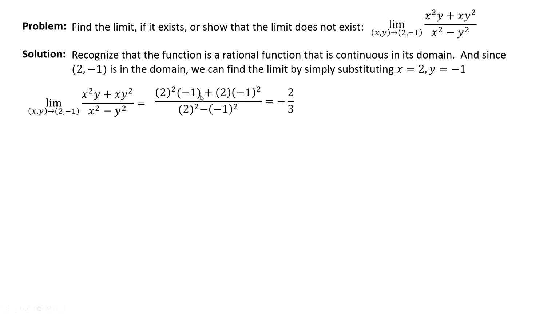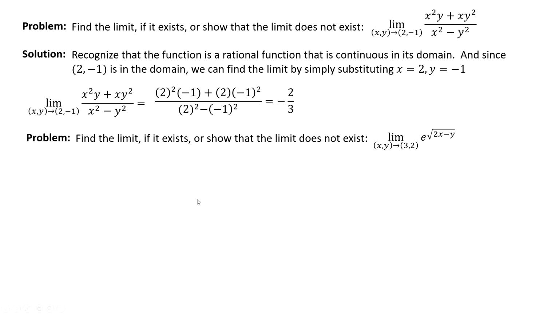2 squared, negative 1, and it turns out, nope. There's nothing like division by 0 or 0 over 0 or infinity or something like that. So it's just a nice number, negative 2/3. So guess what, folks? We're done. That's how you find the limit of this. Cool?